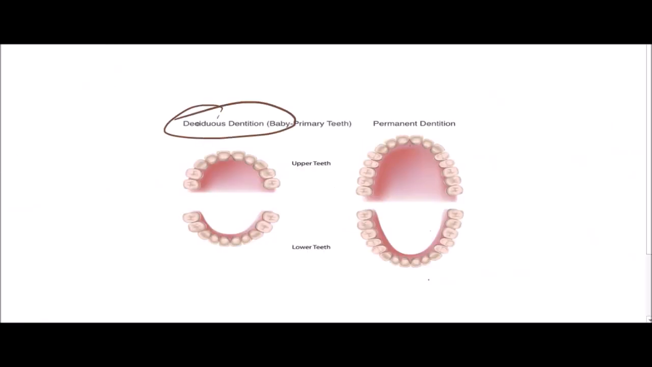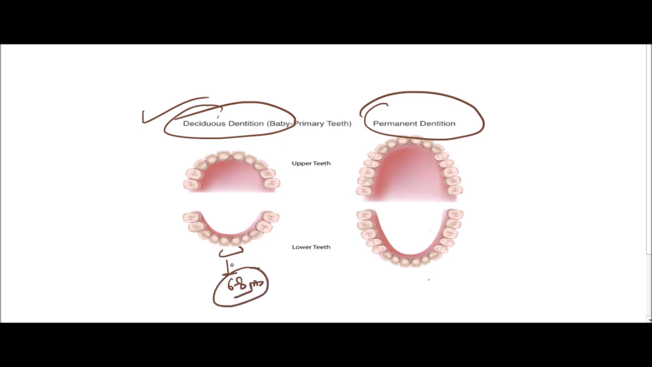Now the age of eruption of deciduous as well as permanent dentition. First is the lower central incisors at the age of 6 to 8 months. Then the upper central incisors at the age of 7 to 9 months. Then the upper lateral incisors at the age of 7 to 9 months. Then the lower lateral incisors at the age of 10 to 12 months.